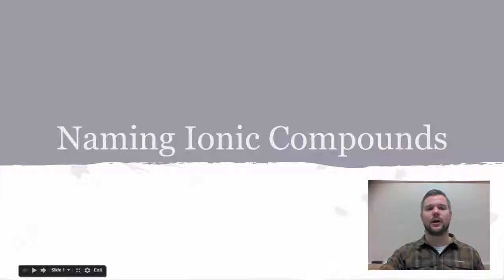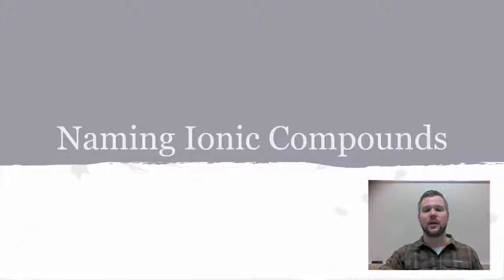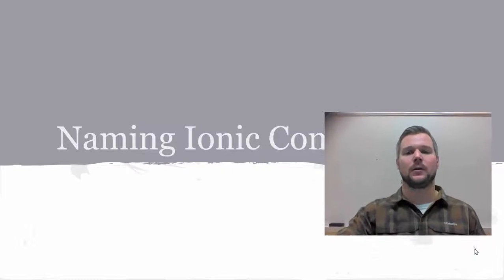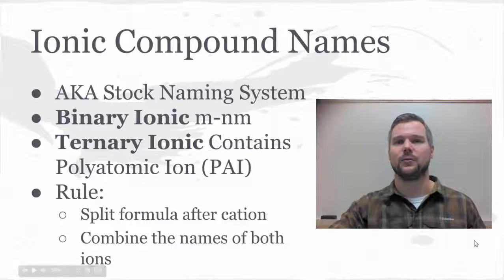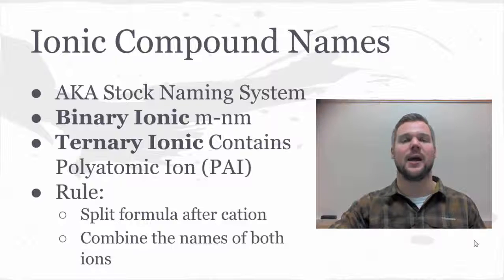All right, welcome back. We're going to talk about naming ionic compounds today. So this is when we have a formula and we want to turn it into a name of a substance. The ionic naming system is also called the stock naming system. So we will refer to that system using both names, either the ionic naming system or the stock naming system.